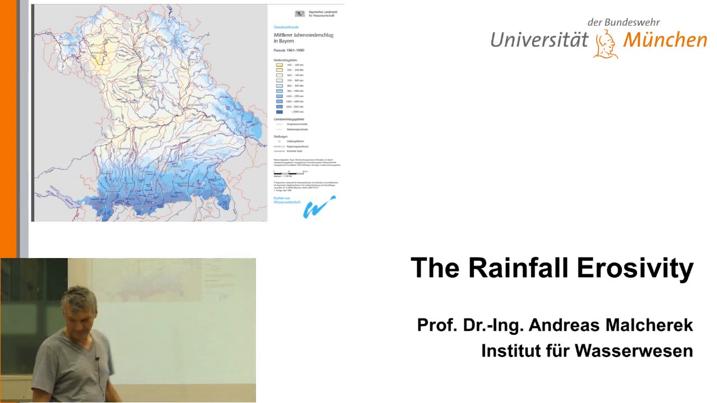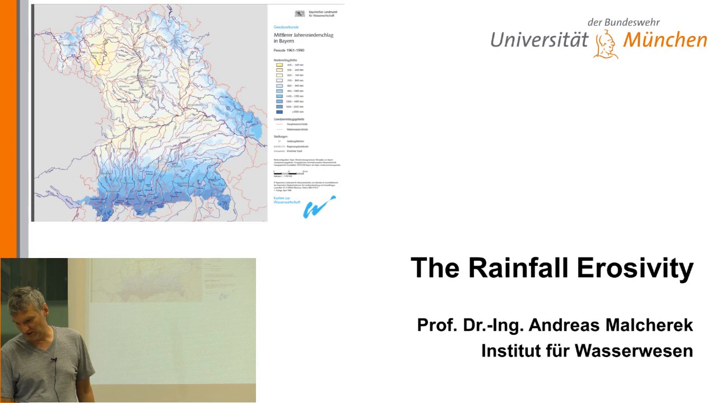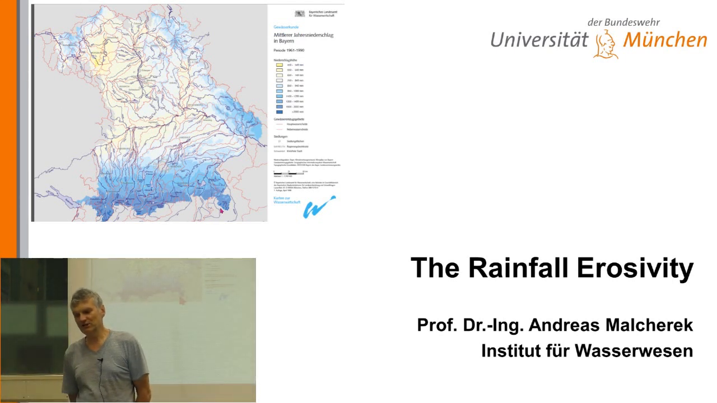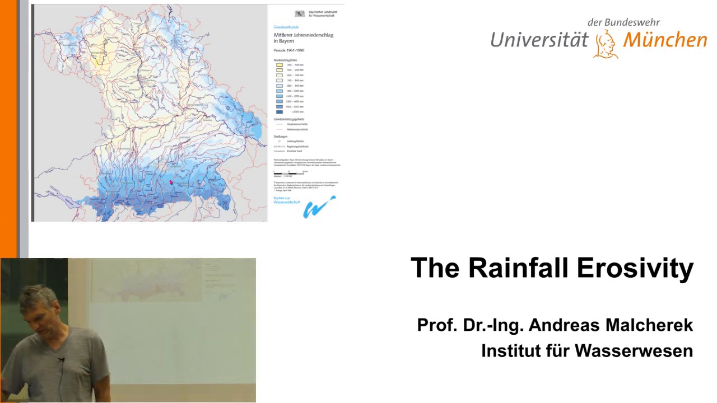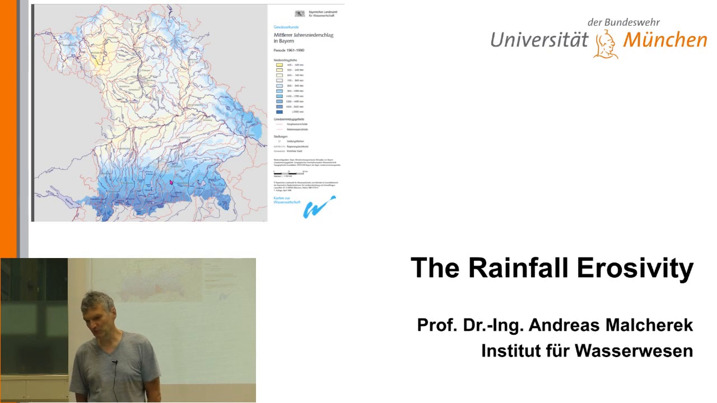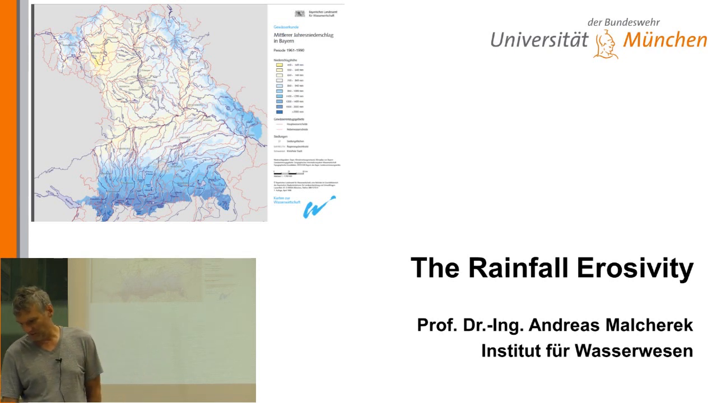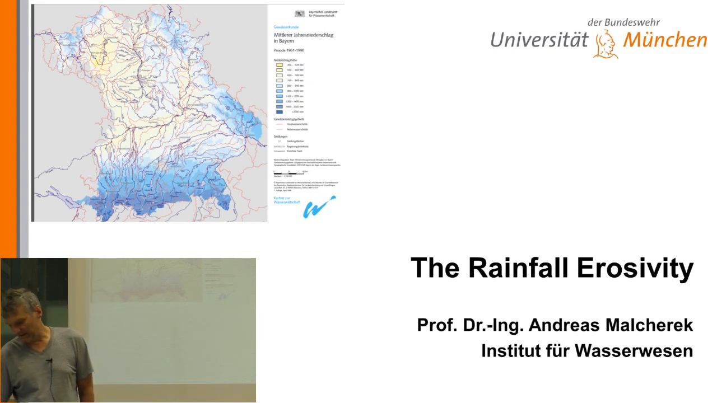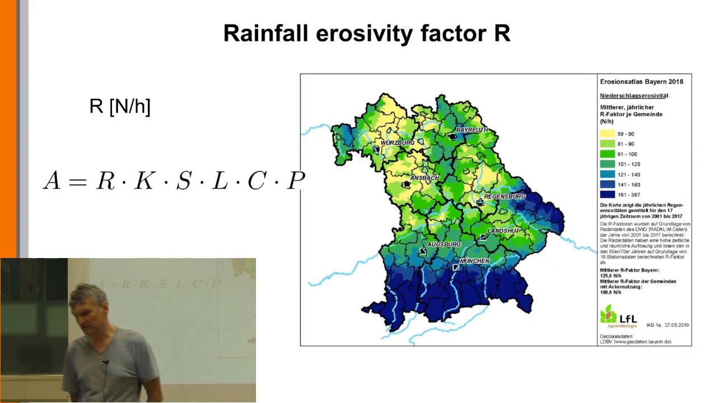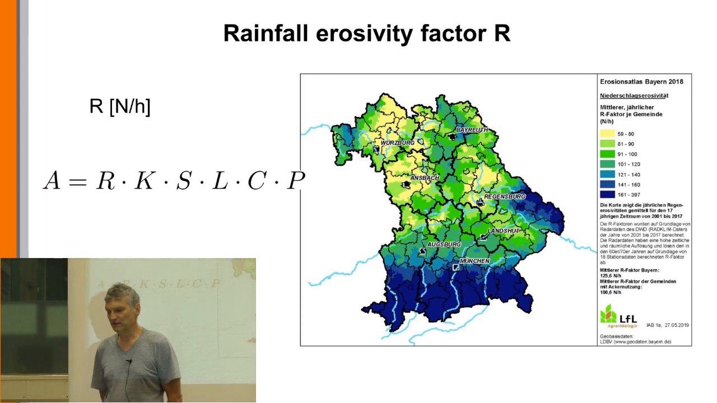This is Bavaria, and the next pictures will always be shown with the situation in Bavaria, in Germany, a state of Germany where the famous football club Bayern München is. Munich is somewhere here, and this is Bavaria. So, how can we calculate rainfall erosivity? First of all, where is it used?